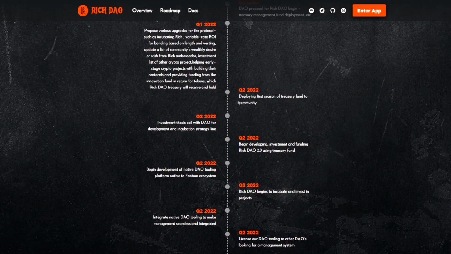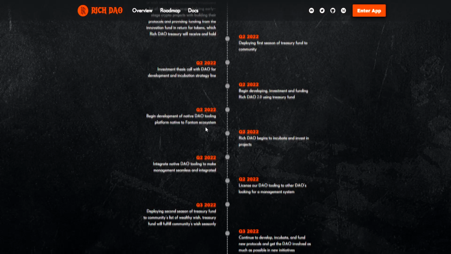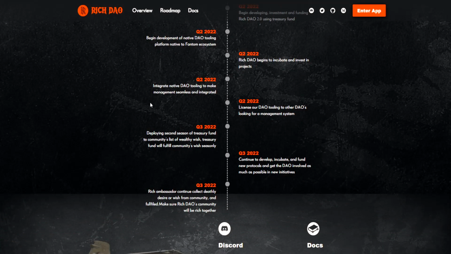And then in Q2, they're going to deploy their first season of Treasury fund to the community, and then an investment thesis call with the DAO for development and incubation strategy line. Moving forth, in Q2, begin development, investment, and funding of Rich DAO 2.0 using Treasury Fund, and then begin development of native DAO tooling platform native to the Phantom ecosystem. And then Rich DAO begins to incubate and invest in projects, integrate native DAO tooling to make management seamless and integrated, and then license their DAO tooling to other DAOs looking for a management system.